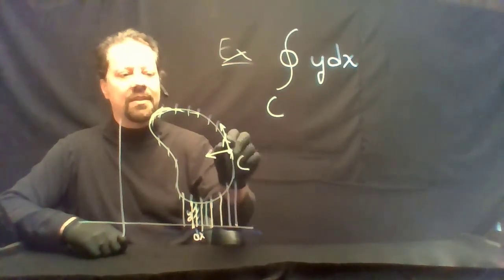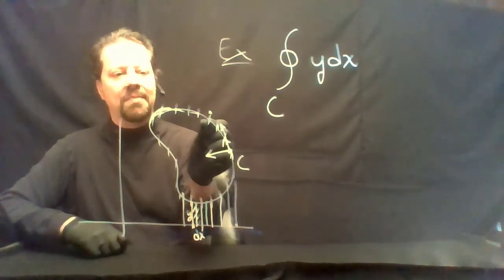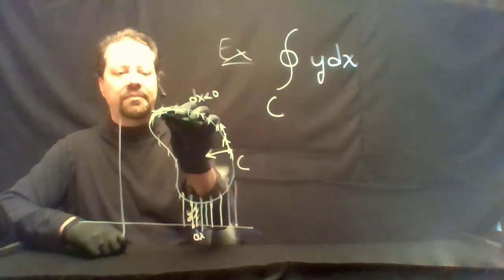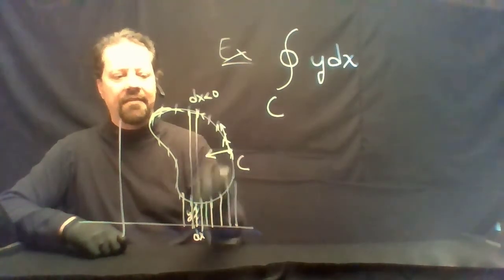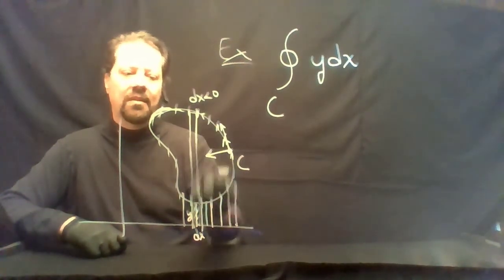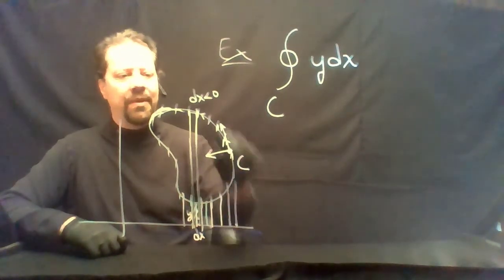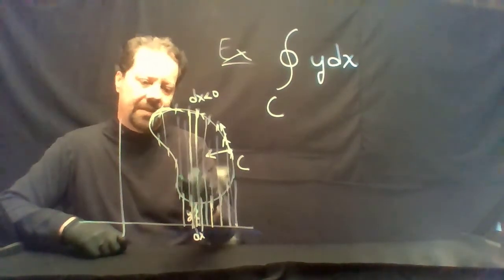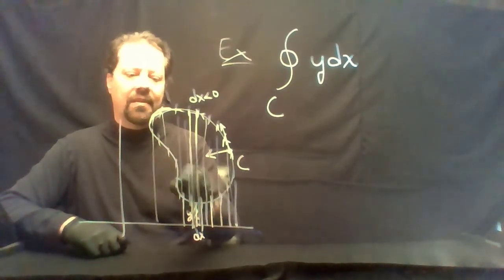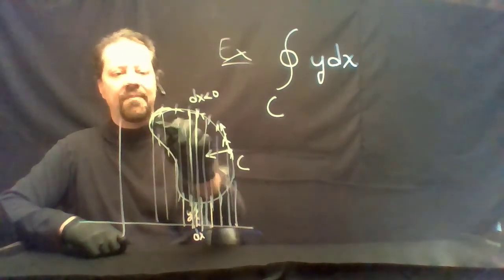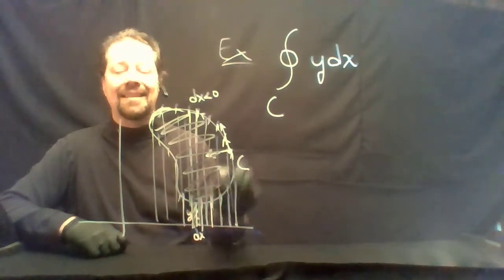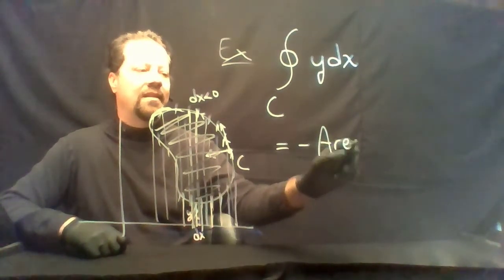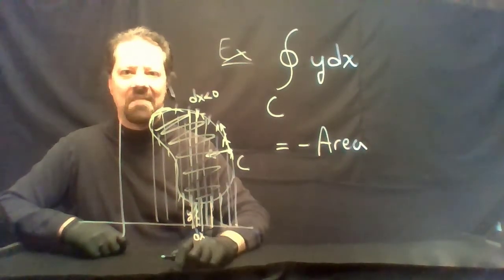But as I go across the top, the little changes in x become negative as we go across the top. Those little areas of these rectangles will be negative. I'll end up with negative areas across the top. And then as we go back forward, we'll have little positive areas. The net area will be what we have in here, but negative. So we get minus the area enclosed by the curve C.